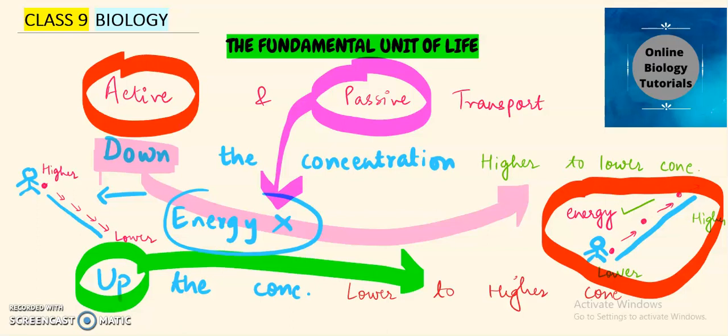Whenever we talk about energy utilization, we are talking about active transport. So remember, there is always a key term. Active always means utilization of energy, and passive always means no use of energy, because the particles are moving from higher to lower level, and this can happen on its own. The plasma membrane generally does passive transport, but it may do active transport by using energy.